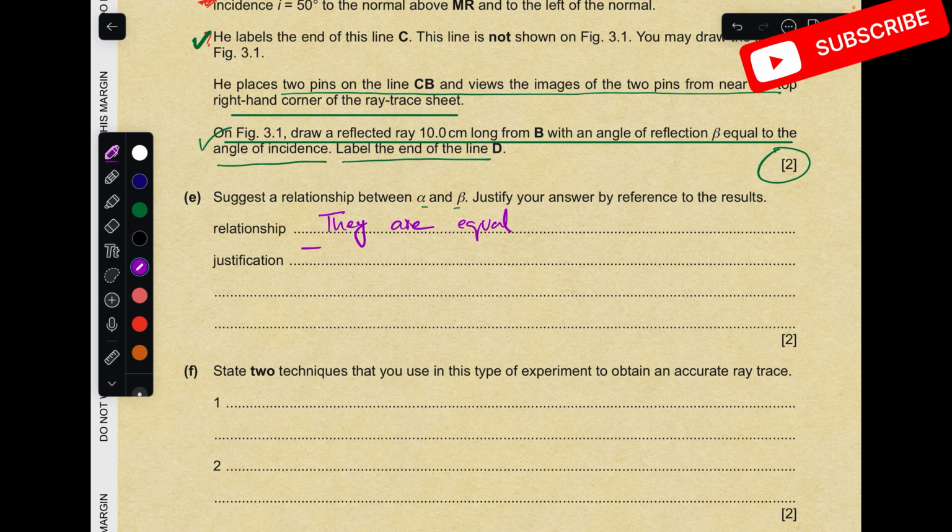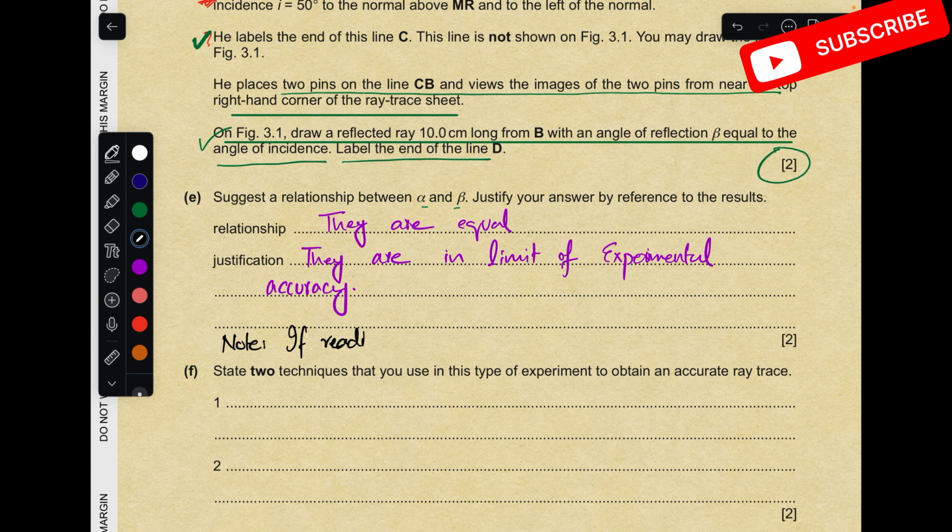So you can write they are equal within the limit of experimental accuracy. Okay, how do you know what the limit of experimental accuracy is? This is just for your knowledge: if readings are in the range of plus or minus 10%, they are considered equal.